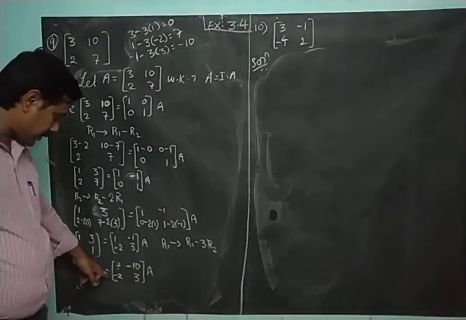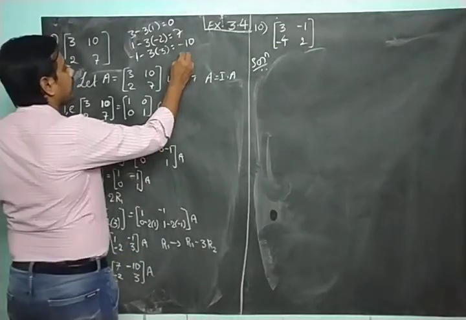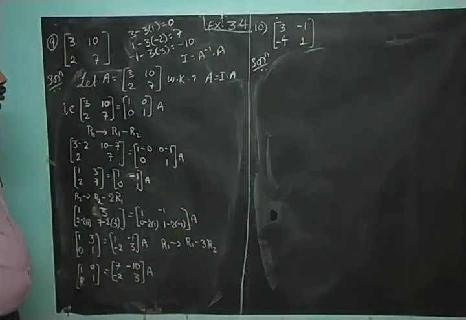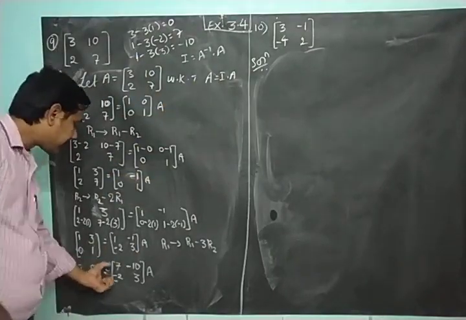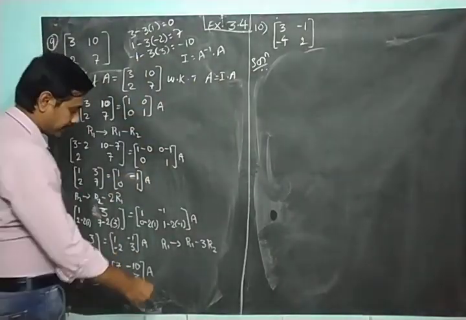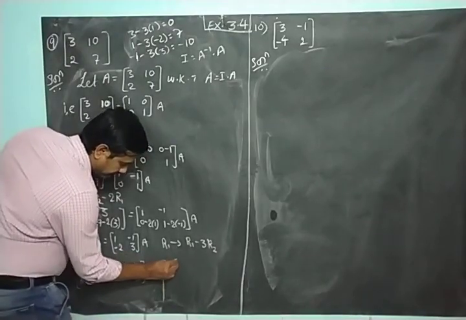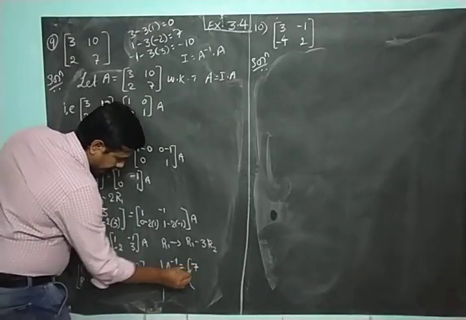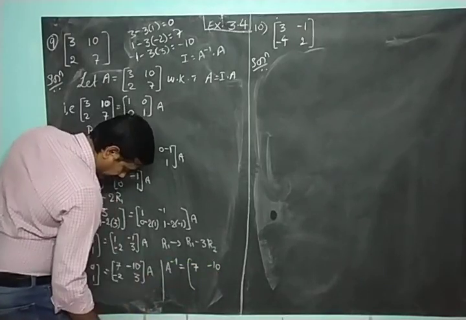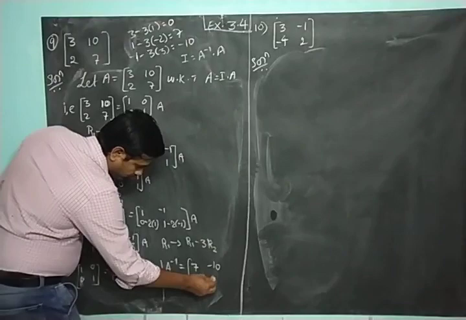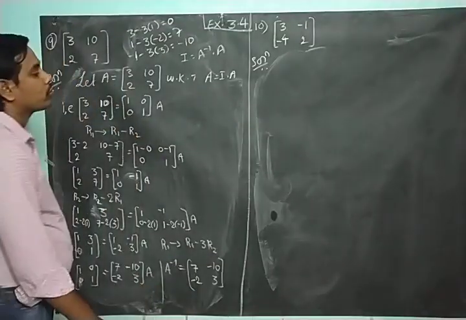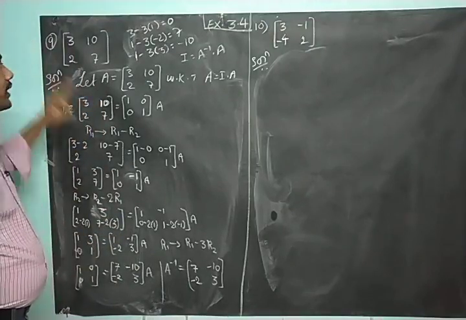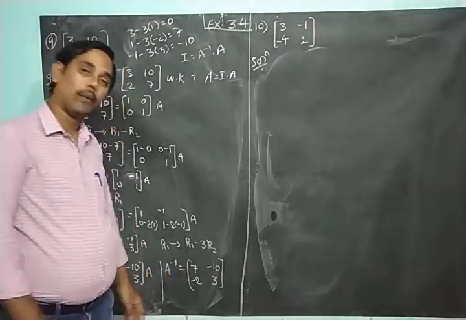So I have I here, some matrix, and A. That resembles I equals A inverse into A. So whatever matrix we got here should be our required A inverse. So what will be my A inverse? A inverse will be this matrix: 7, minus 10, minus 2, 3. So this will be my A inverse. If you want, you can cross-verify with the formula A into A inverse equals I. Definitely you will get the value as I. So this is the required A inverse.